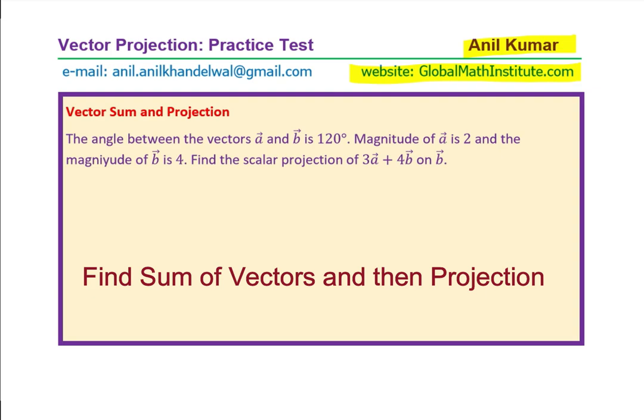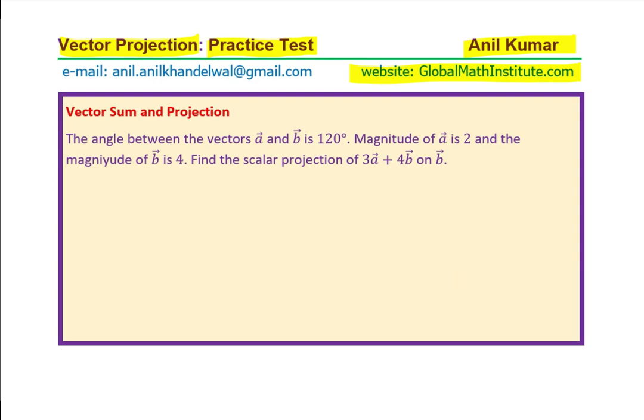In this video, we'll solve a practice test question based on projection of vectors. The question here is, the angle between the vectors A and B is 120 degrees. Magnitude of A is 2 and the magnitude of B is 4. Find the scalar projection of 3A plus 4B on B. I would like you to pause the video, answer the question, and then look into my suggestions.